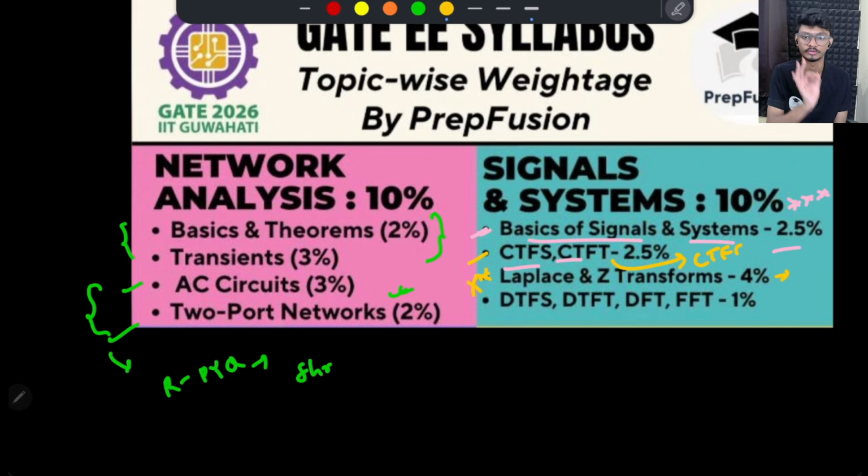I have seen this has very good weightage. In electrical, they ask questions from Laplace transform and Z transform. Now the thing is, it might happen this year that they might not ask questions from Laplace and Z. They might ask more questions from CTFS and CTFT.